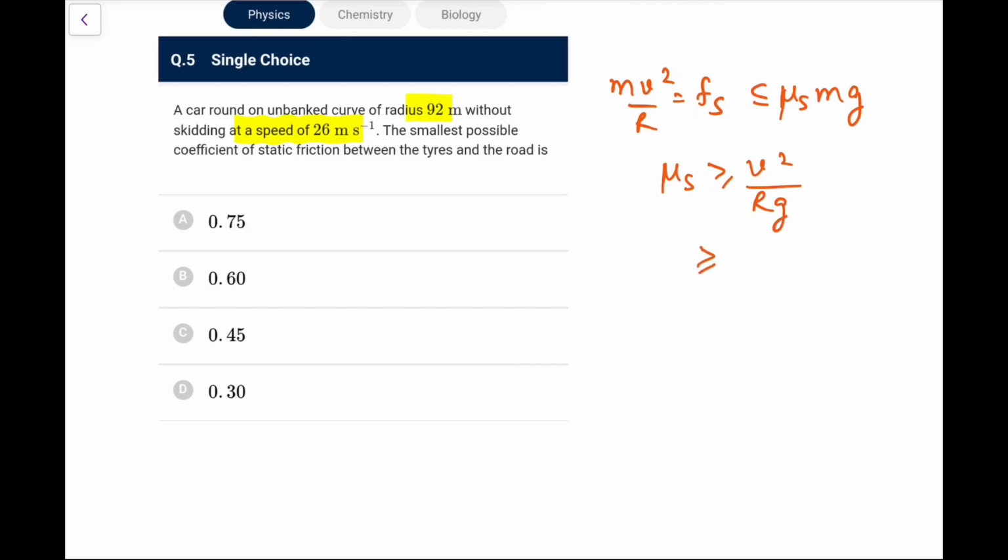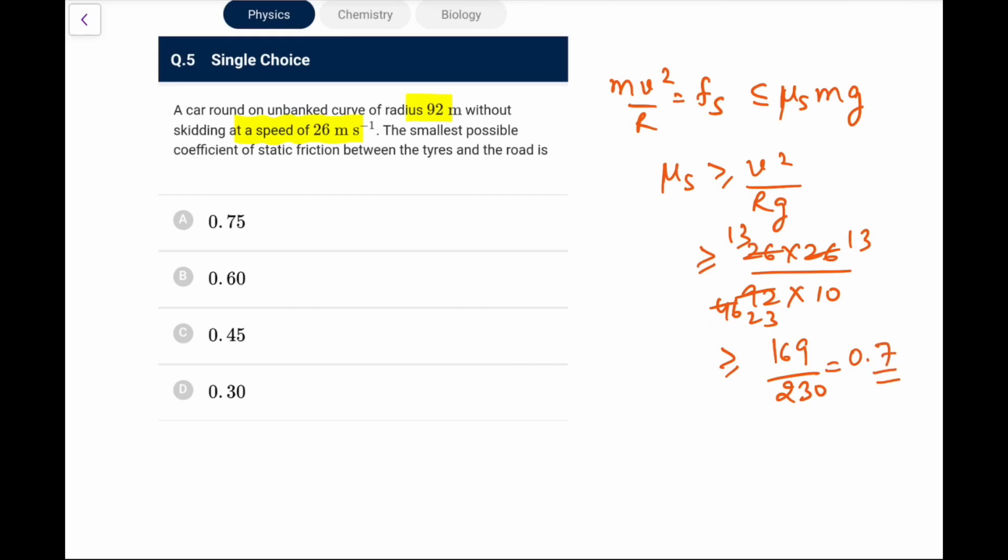So v square is 26 into 26, and rg is 92 into 10. So what we get now, 26 and 92, let me cancel it, this is 13, this is 46, again cancel, this is 13, this is 23, so it is 13 into 13, sorry, it would be 169 upon 230. So if I do this, it is approximately 0.7 something. If I do this 23 table, 23 5s are 115, and if I add 46 to it, so it would be 0.7 something. So go for 0.75, no doubt about it, go for option A.